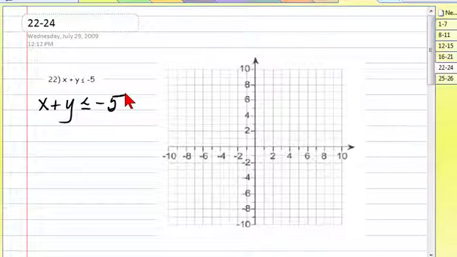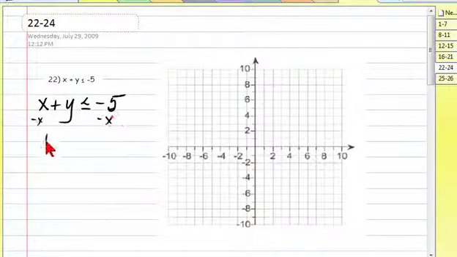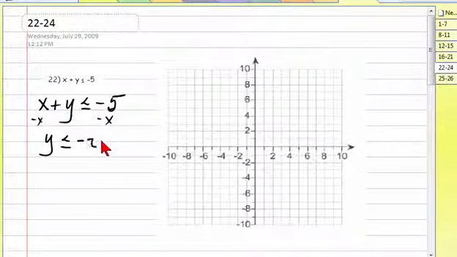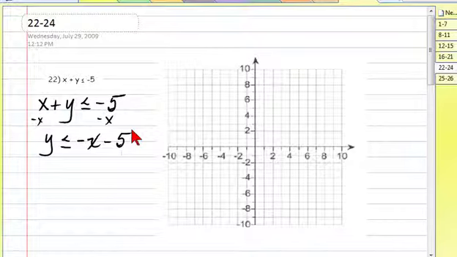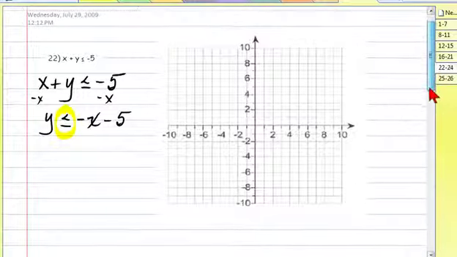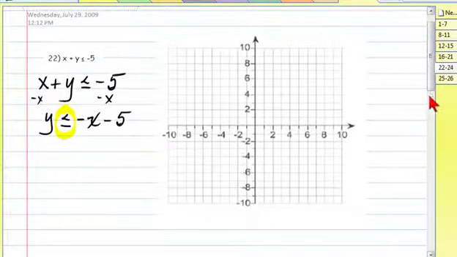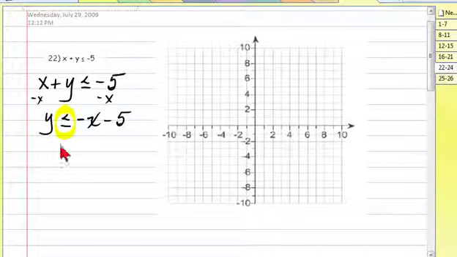I like to use slope-intercept, which means what do I need to do to this inequality? Solve for y. I'm going to subtract x from both sides, and I have y is less than or equal to -x minus 5. The inequality sign is very, very important to make lots of decisions. It's a less than or equal to. Does that tell me that I will graph with a solid or a dotted line? Solid.